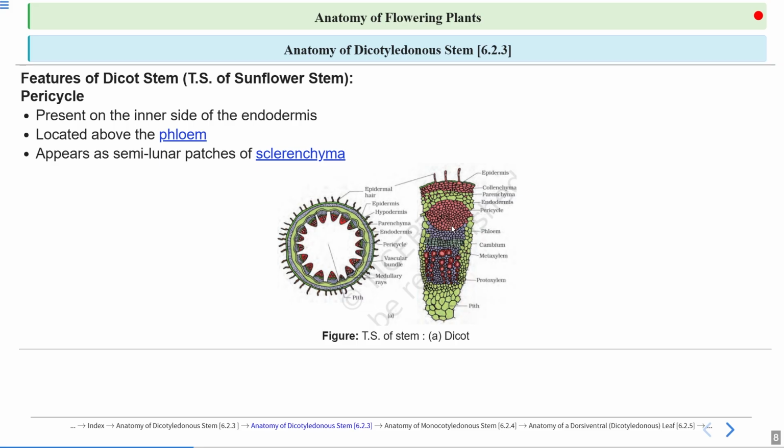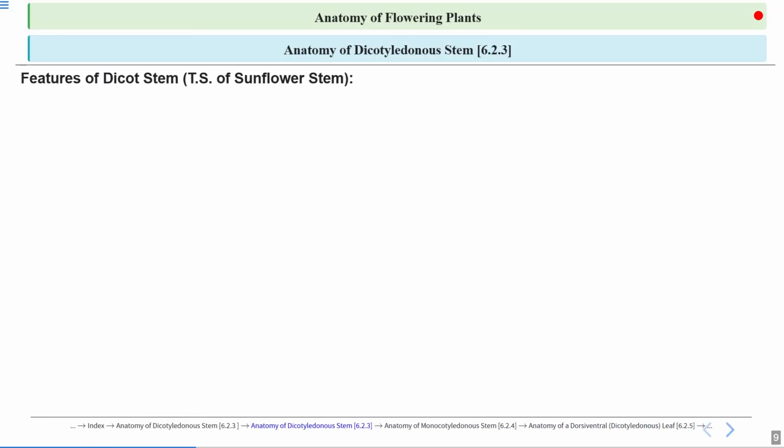And just below this pericycle, the phloem is present. Means the vascular bundle starts just below the pericycle region, right? And this sclerenchyma are what type of cells? They are dead cells. They do not have any living cells in them, right? So this is going to be again another feature. Now we will see the vascular bundle arrangement.